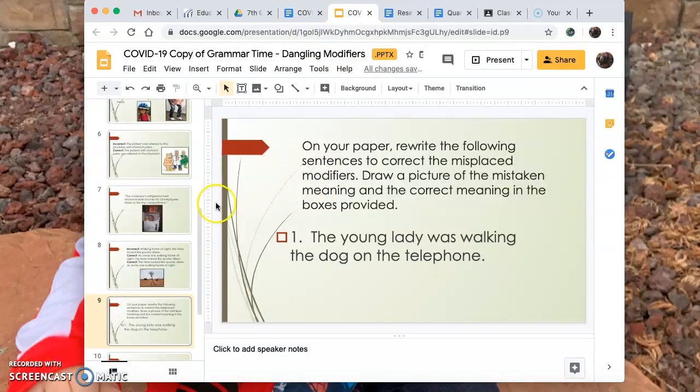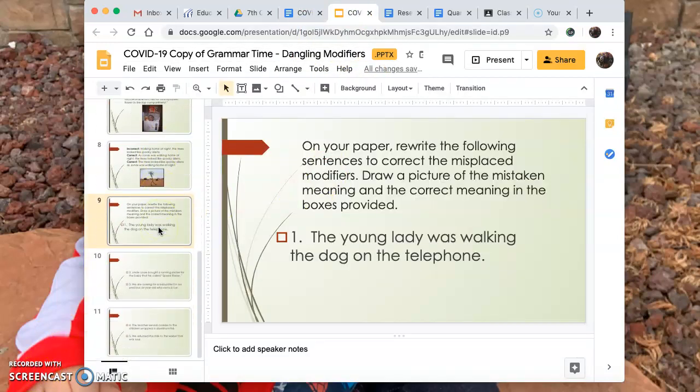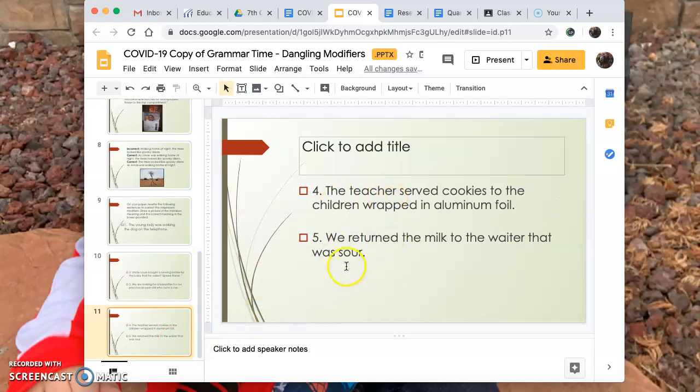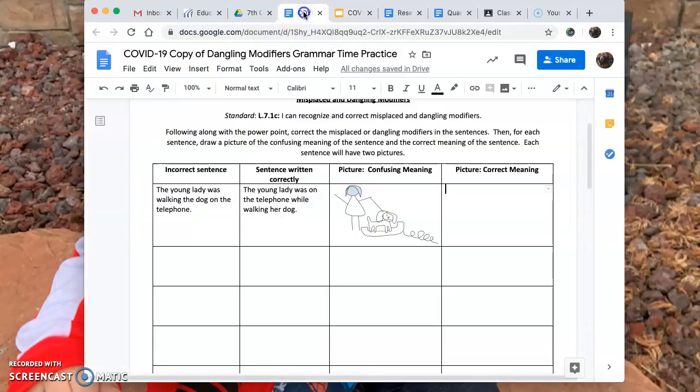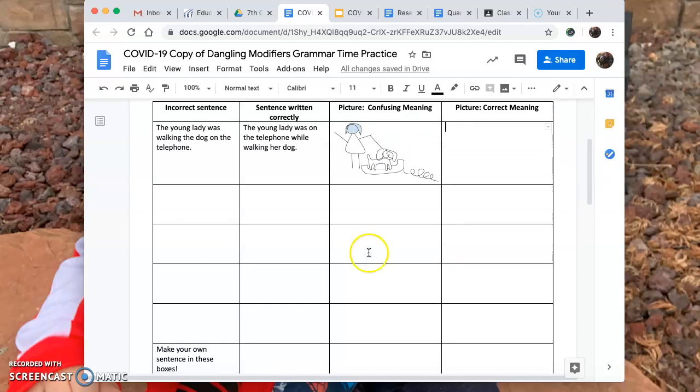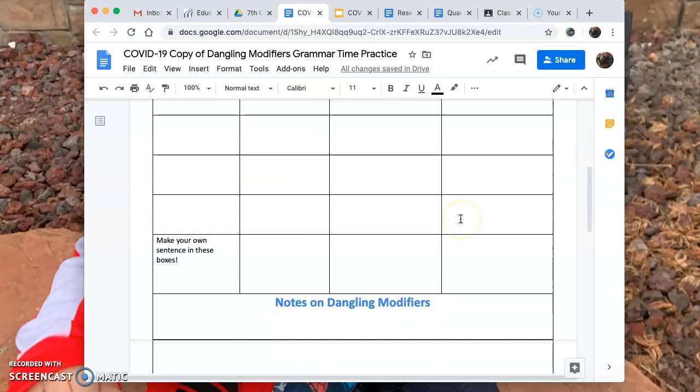So I am going to turn you loose. You will go through the rest of your PowerPoint, and this PowerPoint is on the Google Classroom. I want you to go over these next 4 sentences, correcting the dangling modifier. And again, you will be drawing out your pictures, make them fun, cute, and remember, nobody is going to judge you for terrible drawings because, you know, mine's terrible too. So good luck, have fun.